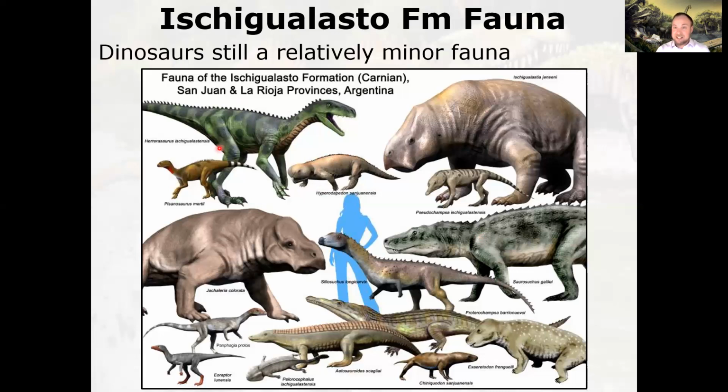But you know, dinosaurs are not the dominant fauna here. They're kind of bit players in the shadows, obviously very important and very charismatic bit players, but they're not the stars of the show. They're not the primary herbivores. They're not the primary carnivores yet.